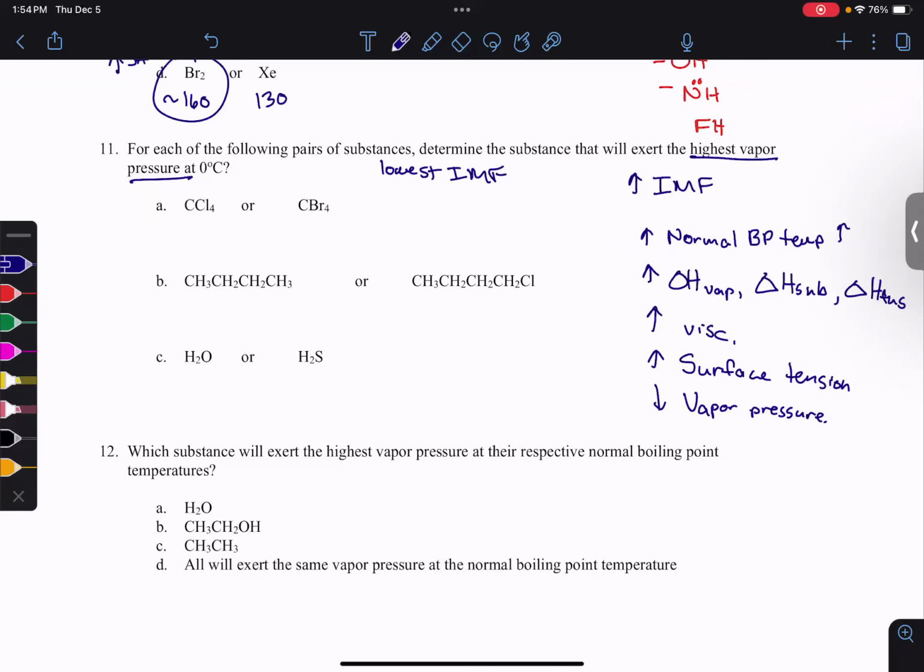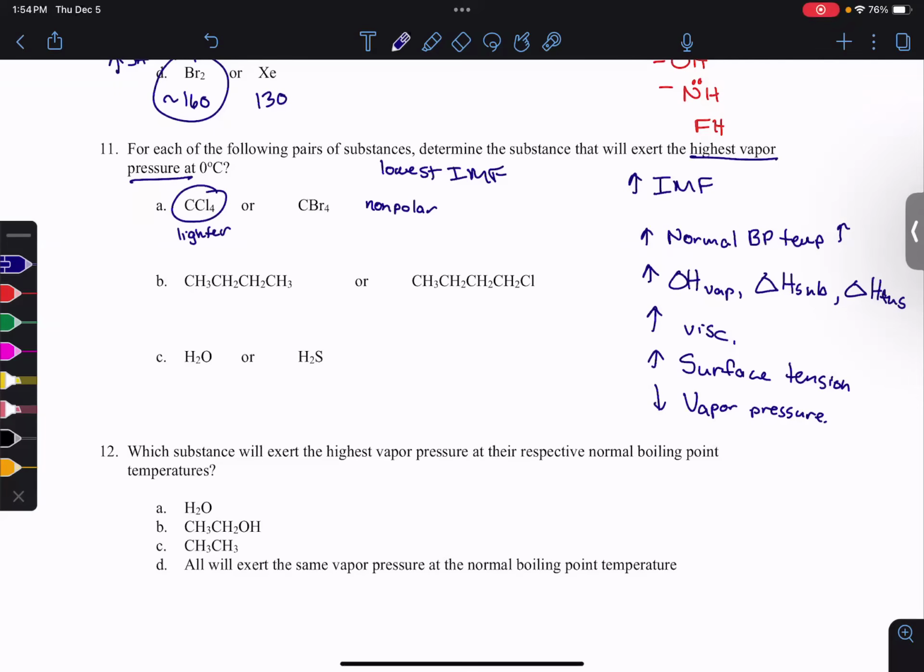Or I could say, which substance exerts the lowest vapor pressure, then we would look for the highest IMF, all right? But here we want lowest. So CCl4, CBr4, all of these things are nonpolar. So we're just going to look for molar mass. So CCl4 is lighter.